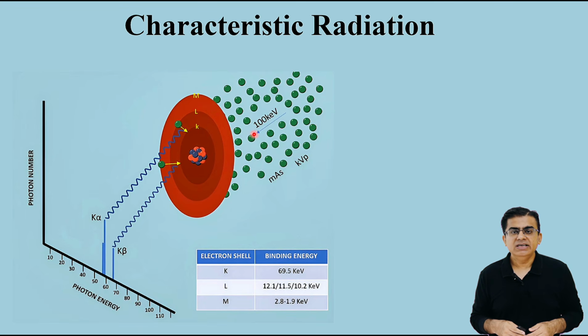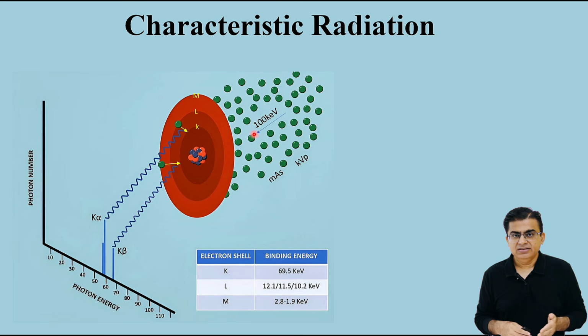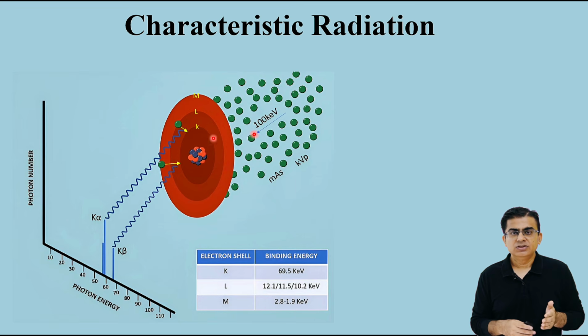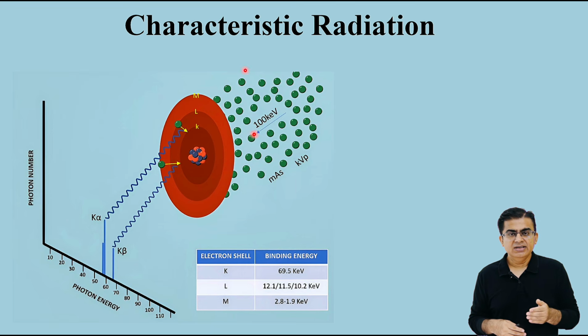Let us now see how we draw these characteristic X-rays on a graph. We have earlier drawn Bremsstrahlung radiation. Now we draw characteristic X-ray on a graph. On the right side, you can see the atom, its nucleus, and its various orbits K, L, and M. These green dots are high-speed incoming electrons coming towards this atom. See our tungsten target atom being hit by these high-speed incoming electrons.